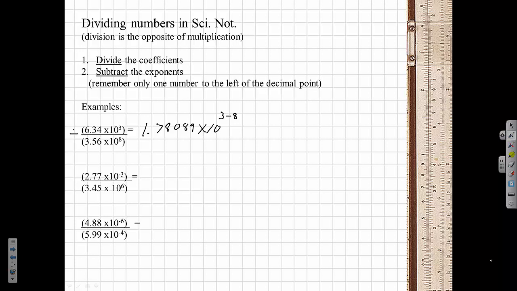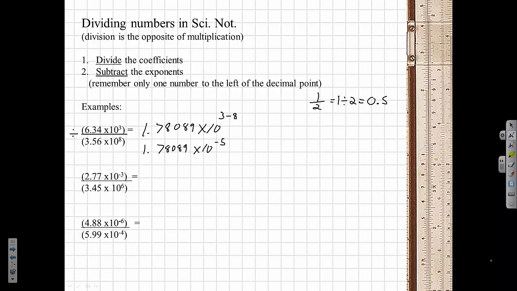You can think of this fraction bar as our division symbol, right? Just as with 1/2. What is 1/2? This is 1 divided by 2. 1 divided by 2, the numerical equivalent of 1/2, is 0.5, right? So we're not going to ever use the division symbol. Instead, we write them as fractions like this. Okay, now then, 1.78089 times 10 to the 3 minus 8 is what? 3 minus 8 is a negative 5. So it's 1.78089 times 10 to the negative 5th.